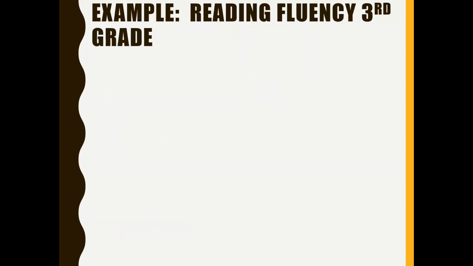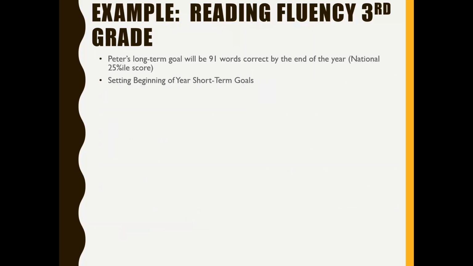So here's an example with reading fluency for a 3rd grade student. So let's take Peter, for instance. Peter's long-term goal will be 91 words correct by the end of the year. That's the national 25th percentile score based on those norms that I showed you earlier and the norms that are in the folder that I gave to you. So setting beginning of the year short-term goals, let's go through that process. So we have our baseline. No, actually we don't have the baseline yet. I haven't given that to you. But we're going to determine the rate of improvement needed to obtain this goal at the end of the year.